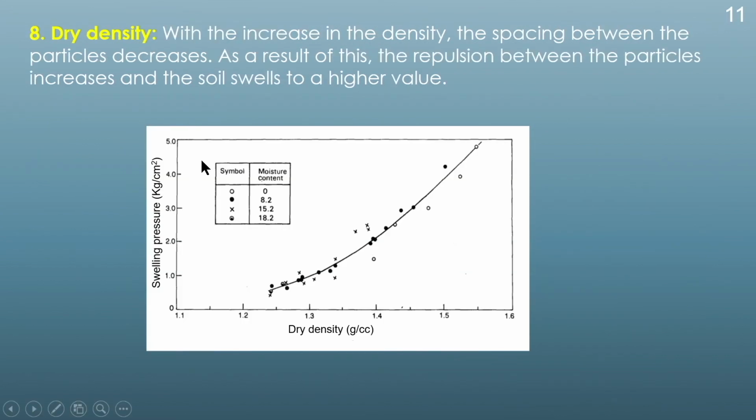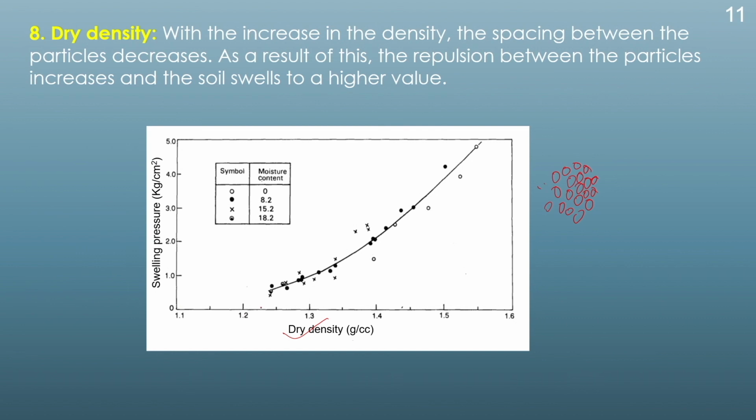Another factor which controls the swelling is the dry density. With an increase in the dry density, the spacing between the particles will decrease. As the density is increasing, what happens? The particles will come closer together. As the particles move closer, the repulsive forces between them will increase, and therefore, the swelling of this soil will be more.